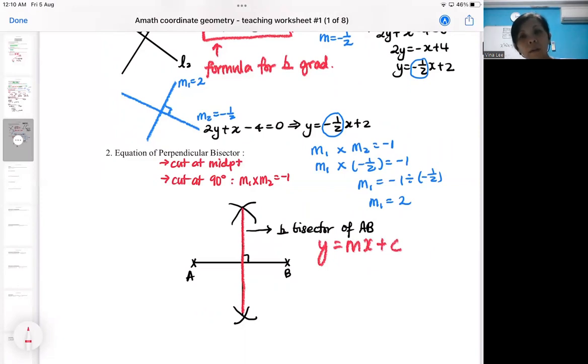To get the equation, you will still need the gradient. You will still need the point. The gradient will come from the perpendicular gradient. The point will come from the midpoint, which I'm going to show you in the next example.